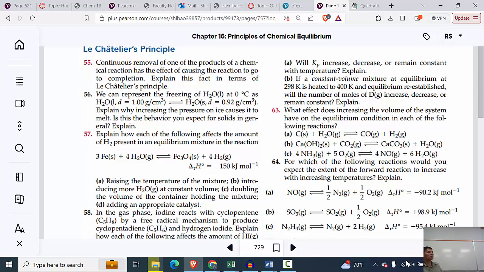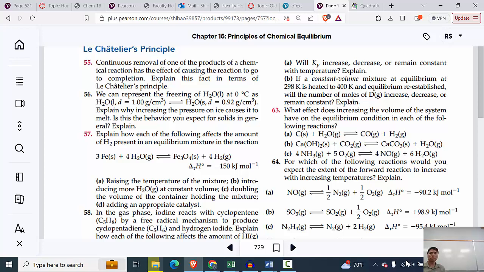So if we look at this, if we increase the temperature, which direction is favored? The endothermic direction. So can you tell me which direction is endothermic in reaction A? To the left. So increasing temperature will favor the left. What about increasing volume for reaction A? Increasing volume favors, they're equal, so there's no change.